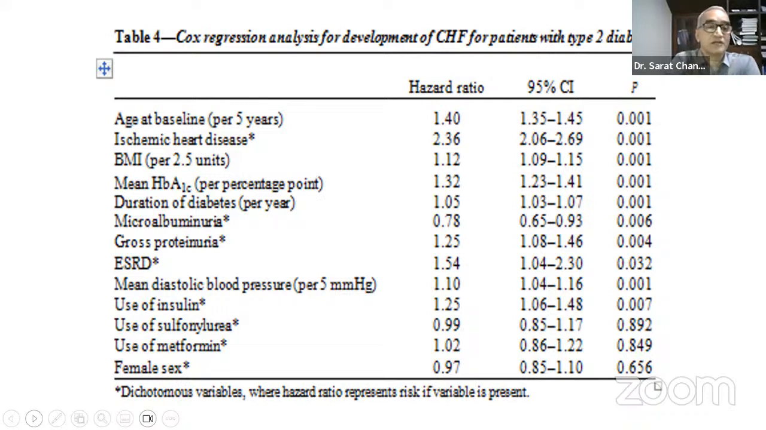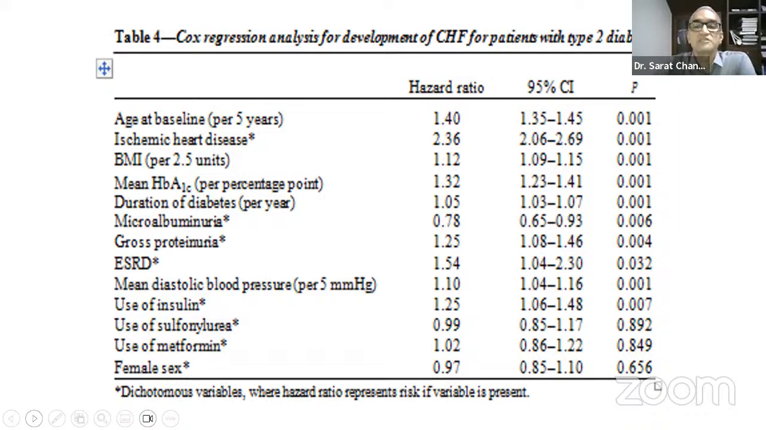And you can also see here mean A1C at the beginning of the observation. That's very, very important. So if the patient came to you with only mildly uncontrolled A1C at the time of diagnosis of diabetes, his chances of development of heart failure are less compared to somebody who has markedly uncontrolled A1C at the time the diagnosis of diabetes is made.